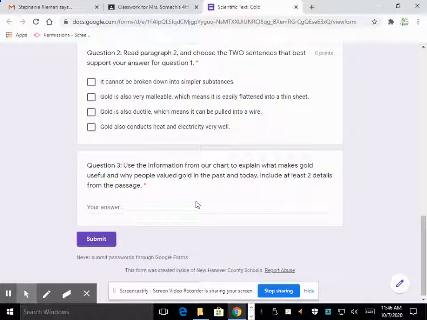Okay. Hope you enjoyed learning a little bit more about gold as we continue with our scientific text, and knowing that scientific text helps us understand things that happen in nature, how and why they happen as well.